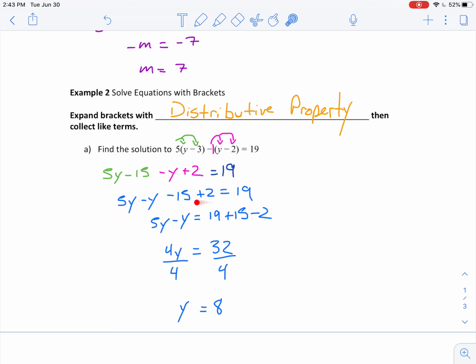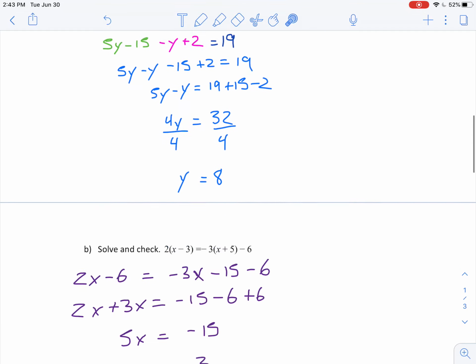Then I'm going to take these constants and bring them over. So I have still positive 19, but this negative 15 becomes positive. This positive 2 becomes negative. So I have all my variables on one side, all my constants on the other. 5y minus y is 4y. 19 plus 15 minus 2 is 32. I still need to divide both sides by 4 to isolate for my variable y, and then I get my y value of 8.